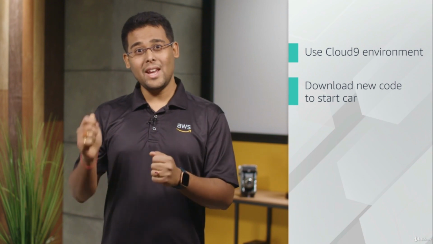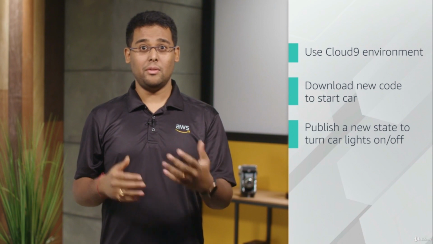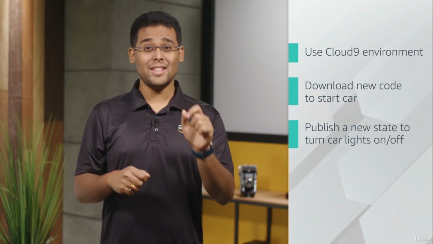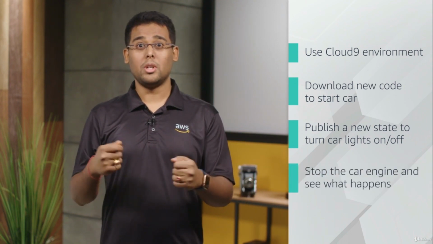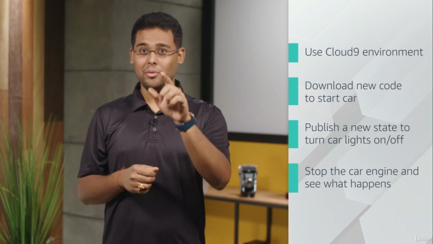Then you will use the AWS IoT Core console to publish a new state for the car shadow to turn its lights on and off. Then you will stop the car engine to see what happens when you try to turn off the lights when the car is disconnected. I won't tell you what will happen, you will figure it out.